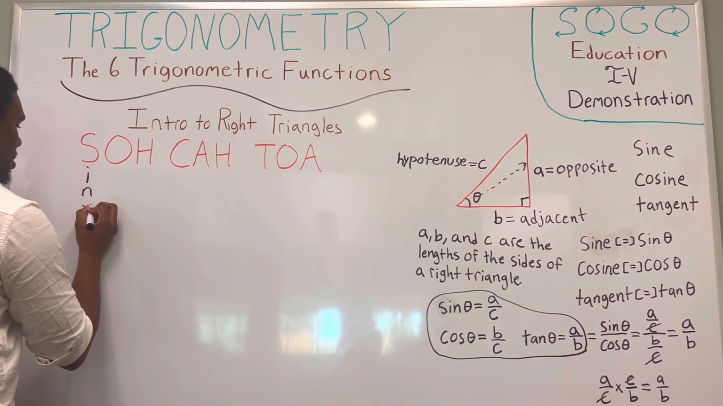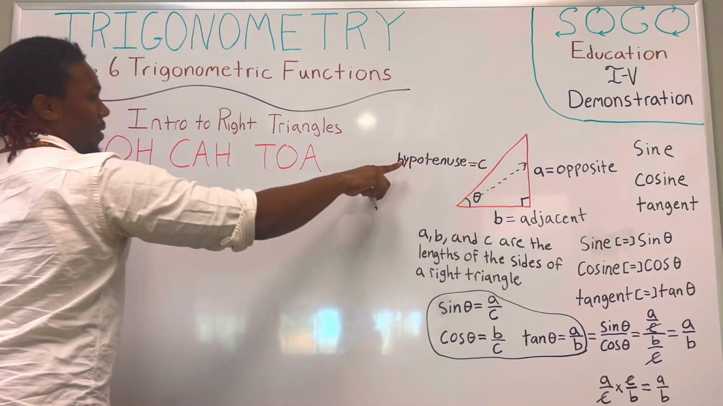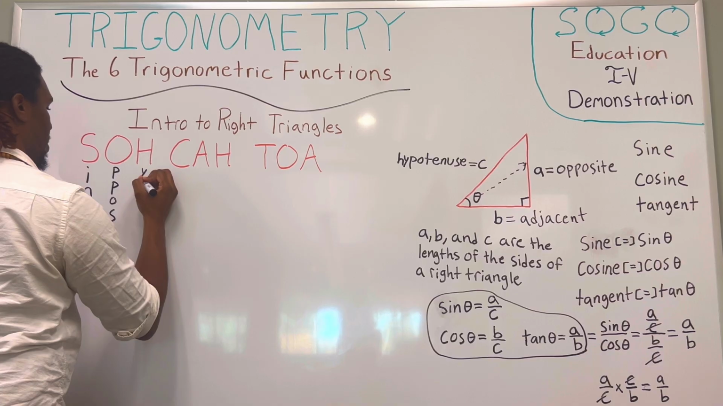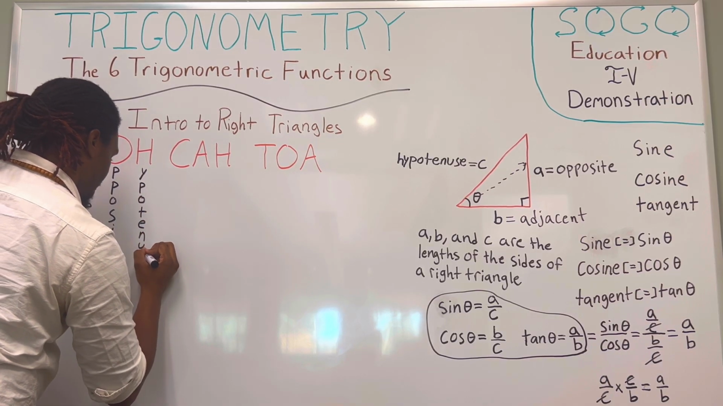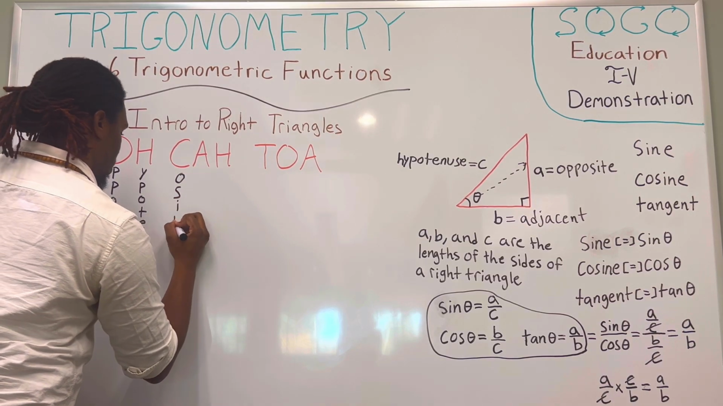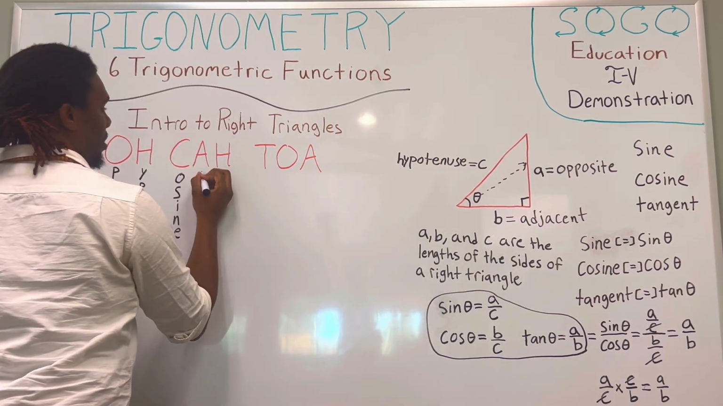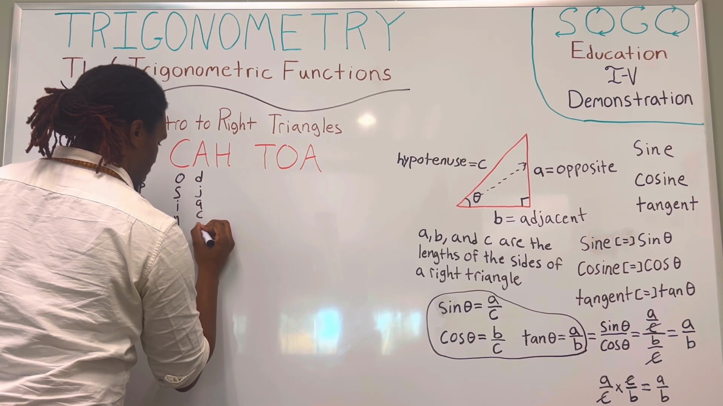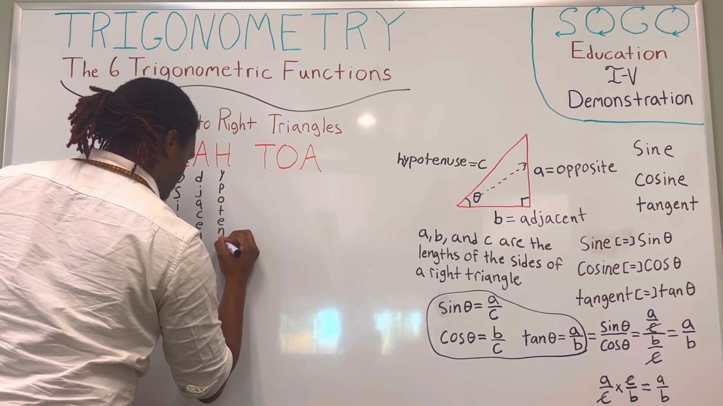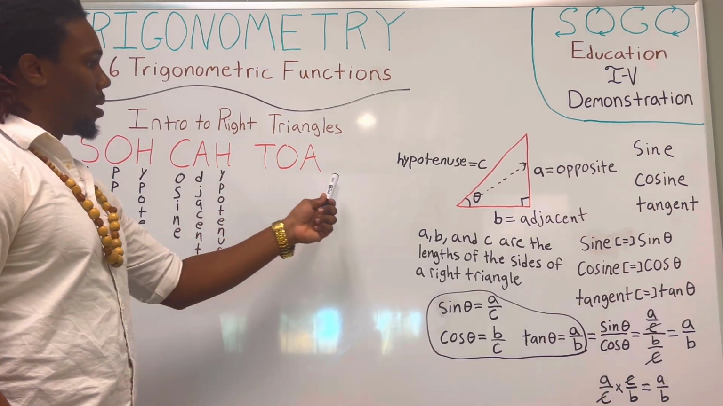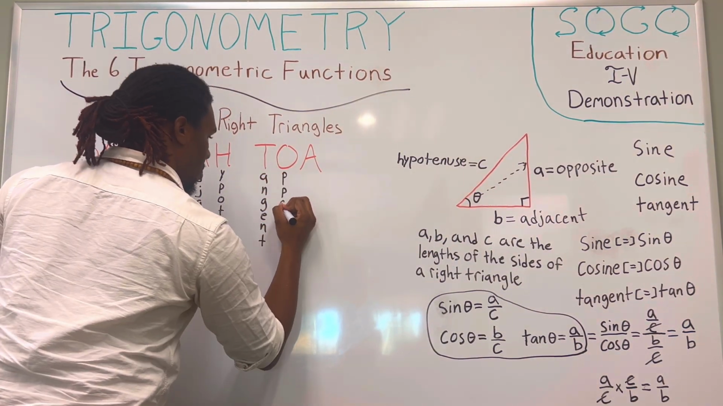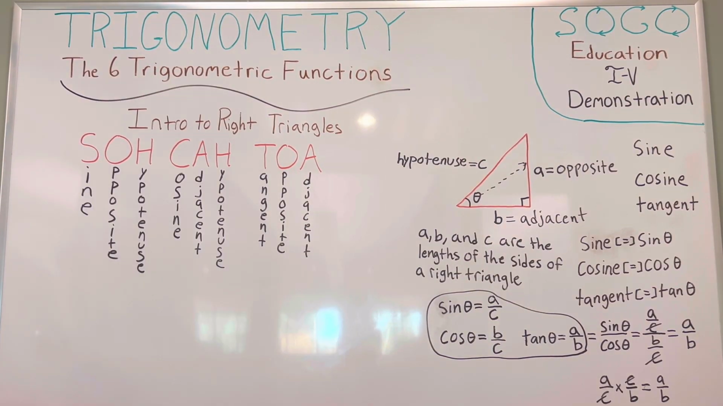SOH corresponds to sine, and you know sine is opposite over hypotenuse. That's where the SOH comes from, right? Then you got CAH. The C corresponds to cosine, right? And with cosine, it's adjacent over hypotenuse. That's where the CAH comes from. And then obviously, the last one, you got TOA, tangent theta, and you know tangent is opposite over adjacent. So just remember SOH-CAH-TOA and you'll be fine, I promise you.